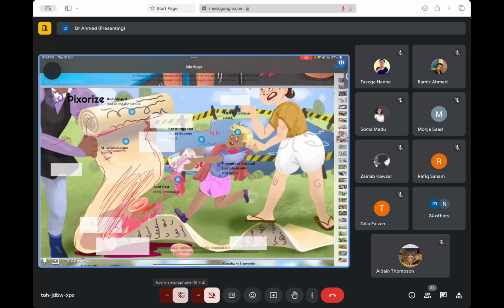This kind of bacteria is found in water reservoirs or water sources, and children are more prone to infection by M. scrofulaceum. In the clinical history you would have a child who visited some water resources or was swimming in open water reservoirs, and after that developed enlarged or painful lymph nodes.